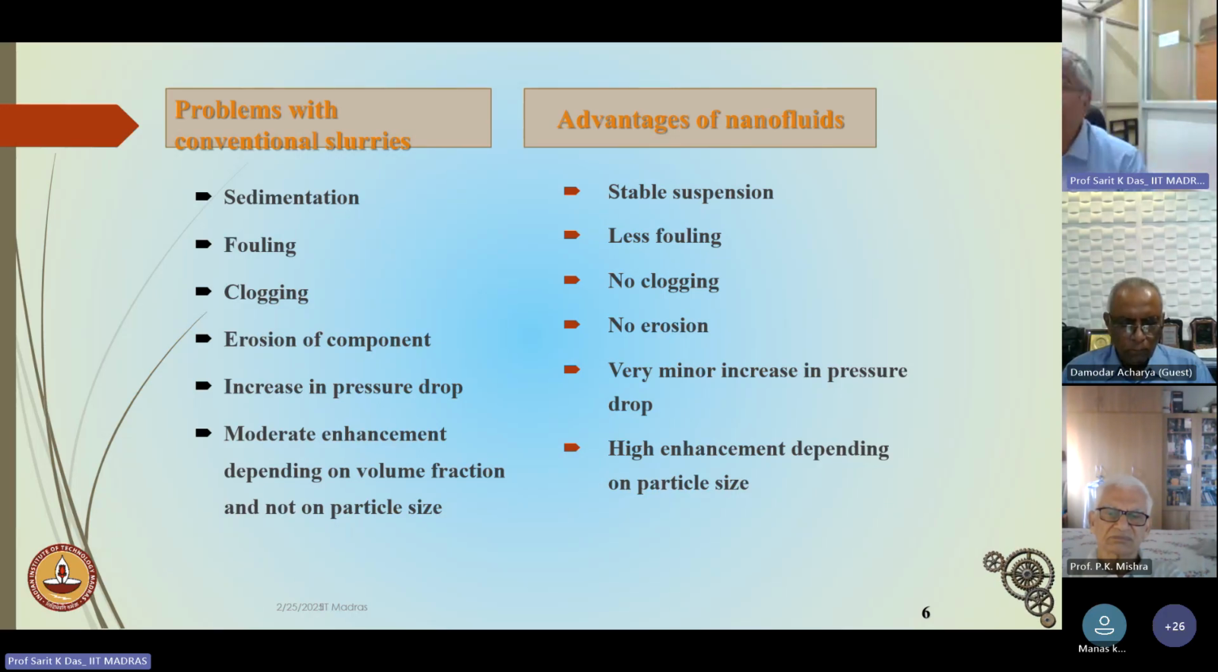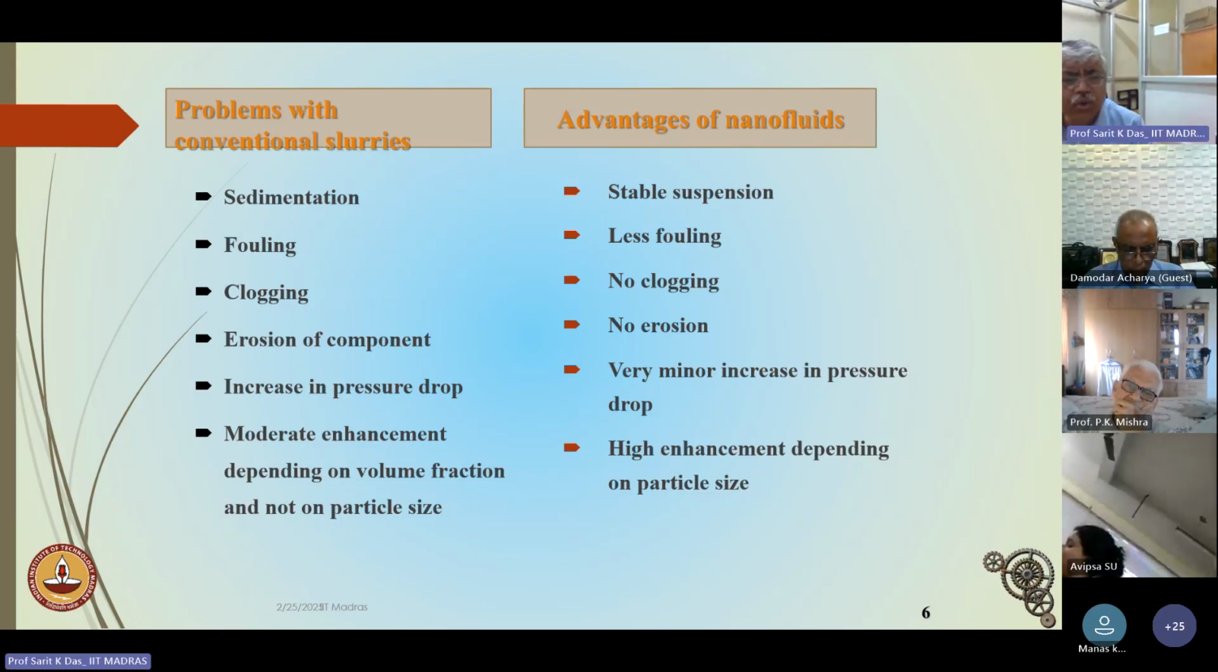But then there are certain problems with usual suspensions. First thing is sedimentation. They settle down after some time in circulation. They create fouling of the apparatus. The apparatus gets coated with those particles. They clog the passages, valves, and so on. And because those particles transfer momentum to the surfaces, there is erosion of pipelines, pumps, valves, etc. Of course, you have to pump the liquid along with the solid particles, so pressure drop increases. And then we get only moderate enhancement depending on volume fraction. That means the more the solid volume fraction, the more the conductivity, but also the more the problems which I have told earlier.